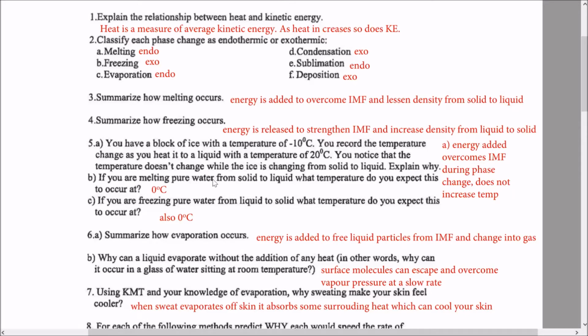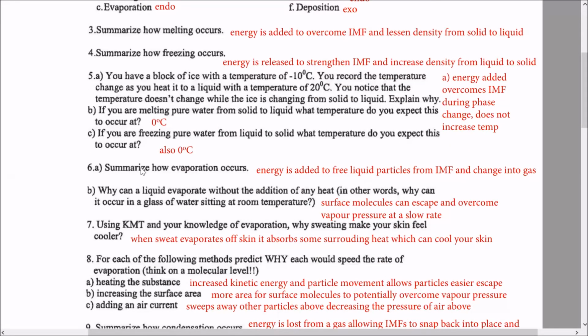If you are melting pure water from solid to liquid, what temperature would you expect this to happen at? 0 degrees Celsius, because that's the melting point of water. And if you are freezing it in the opposite direction, what temperature? Also 0. The melting point and freezing point are the same for any substance, and then the boiling point and the condensation point are also the same. We use water because they're easy to remember. It's 0 degrees Celsius and 100 degrees Celsius, but every substance will have a unique set of characteristics there.